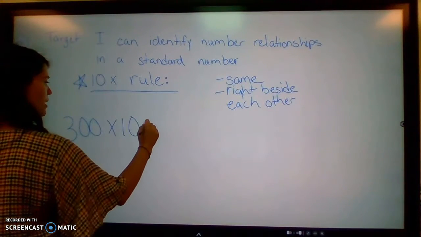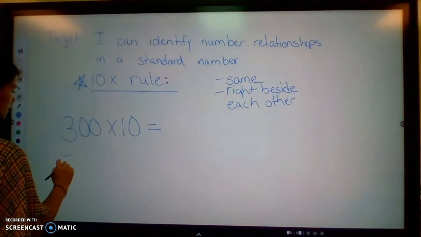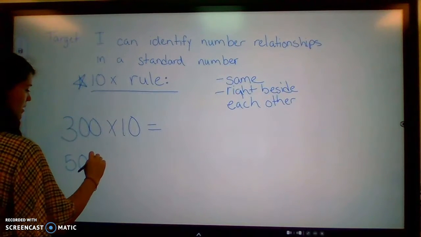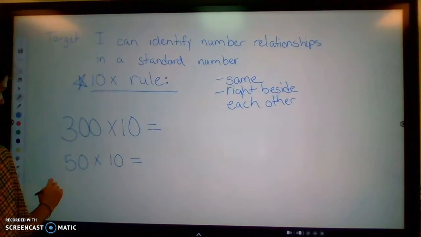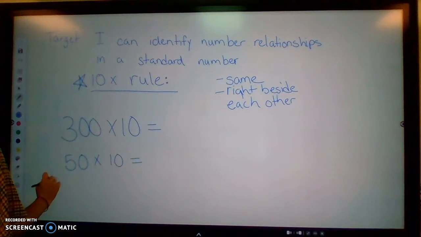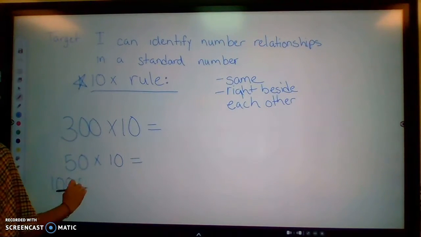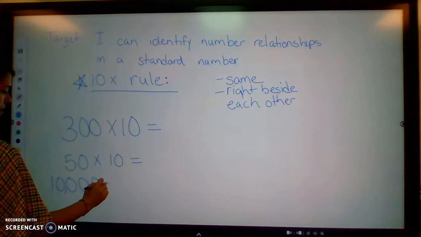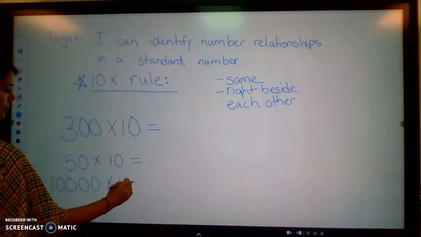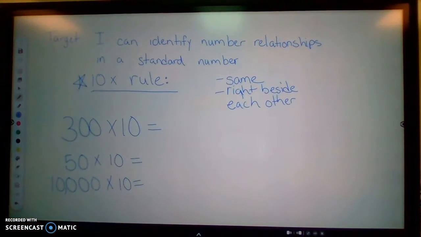300 times 10, 50 times 10, and we'll do 10,000 times 10.